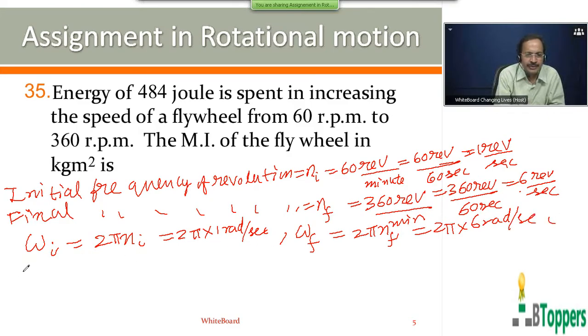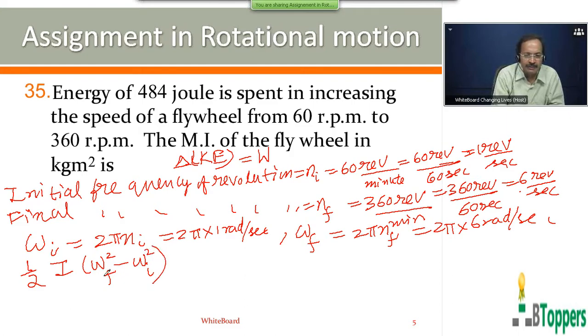The work done is equal to change in the kinetic energy. I am using the same principle which I used for the previous problem, the work energy theorem. Change in the kinetic energy of the wheel is equal to total work done on the wheel. Change in kinetic energy of the wheel is equal to final kinetic energy of the wheel minus initial kinetic energy of the wheel.